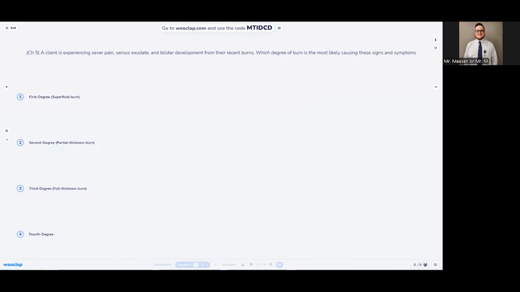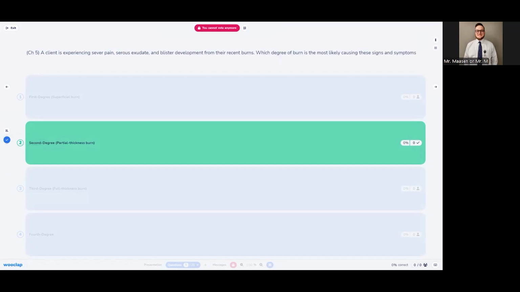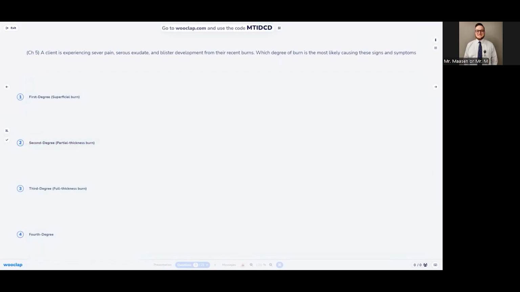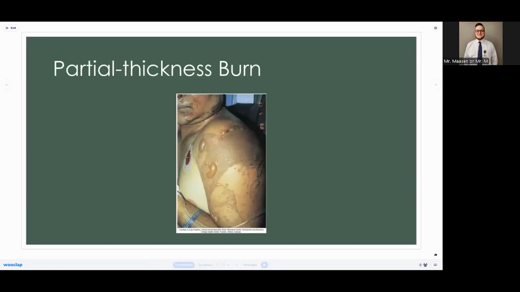So if a client experiences severe pain, has serious exudate, and blister development from a recent burn, what degree burn is most likely causing these signs and symptoms? If you said number two, second degree, that would be correct. The key there is severe pain, drainage, blister development. Those are all indications of a partial thickness burn, first two layers affected.